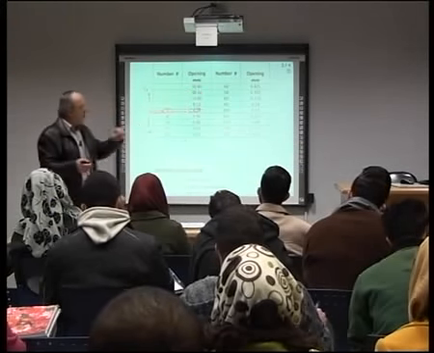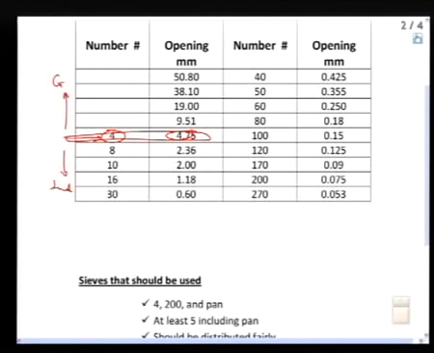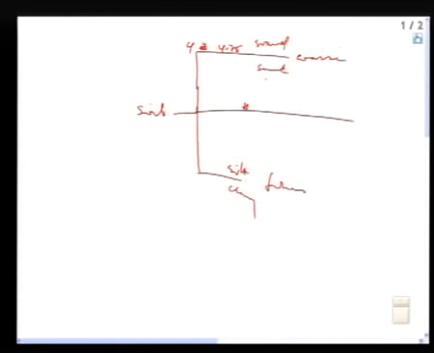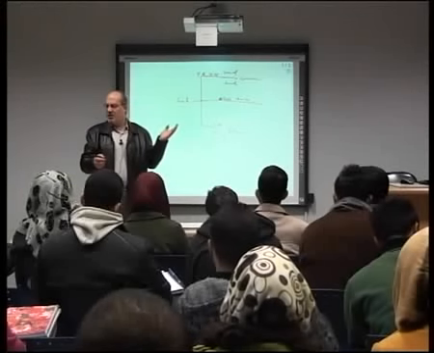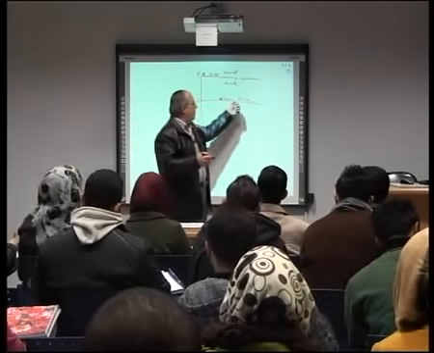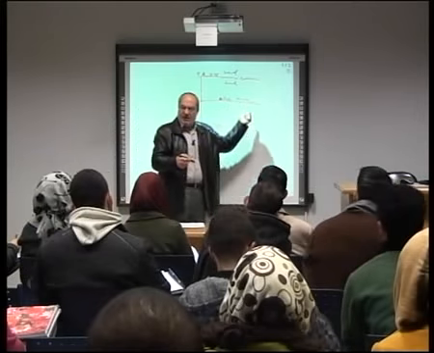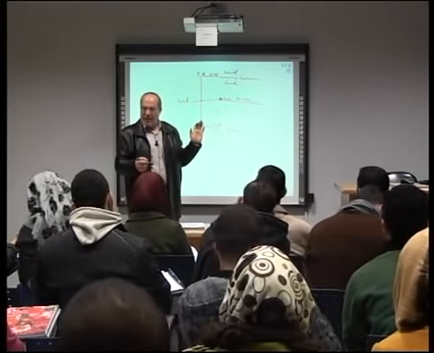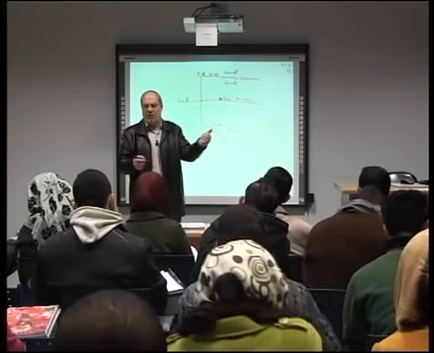Now, another sieve that we should also have is number 200. Why? Because its opening is 0.075 millimeters. This is the border between coarse and fines. So it is important because any particle that goes through number 200 is fines. It is silt or clay.